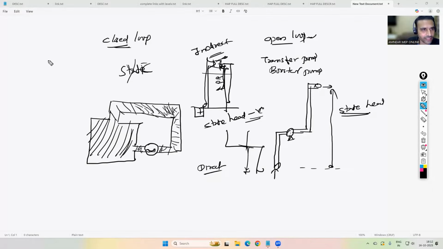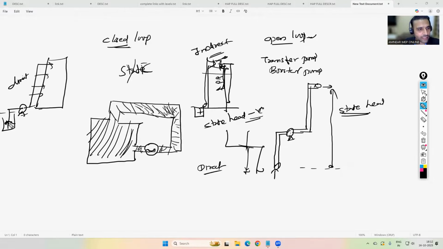Direct system means, for example, this is your building, and you have your underground tank. The pump will take the water from the underground tank, and after that, throughout the building, the water supply will be delivered through the pump only. So if there is no electricity, you will not get water anywhere. That's why we should have a perfect diesel generator system everywhere. This is called the direct system.